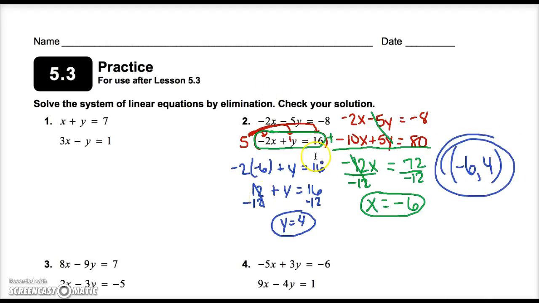So all we did was first we noticed that there was nothing that was going to cancel out. There were no opposites. So we changed one of the equations so that it would create an opposite that we could get rid of. Okay, so let's look at number 3.